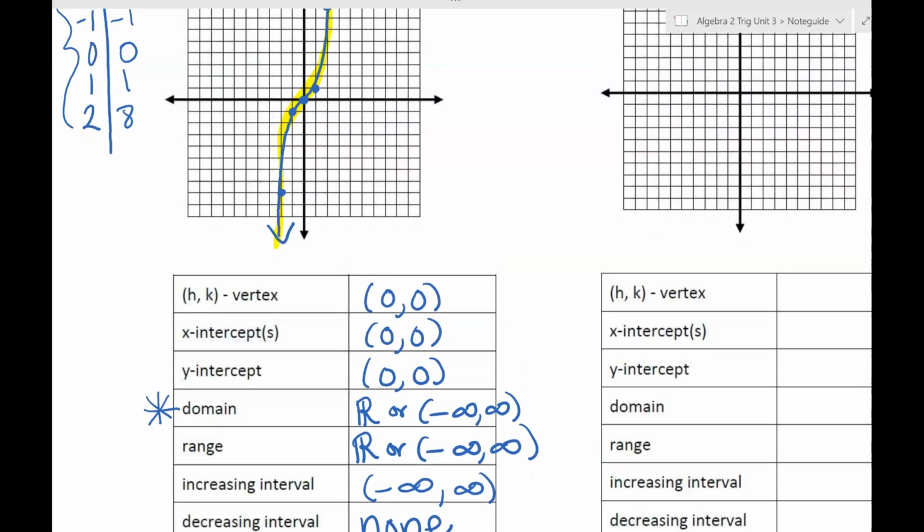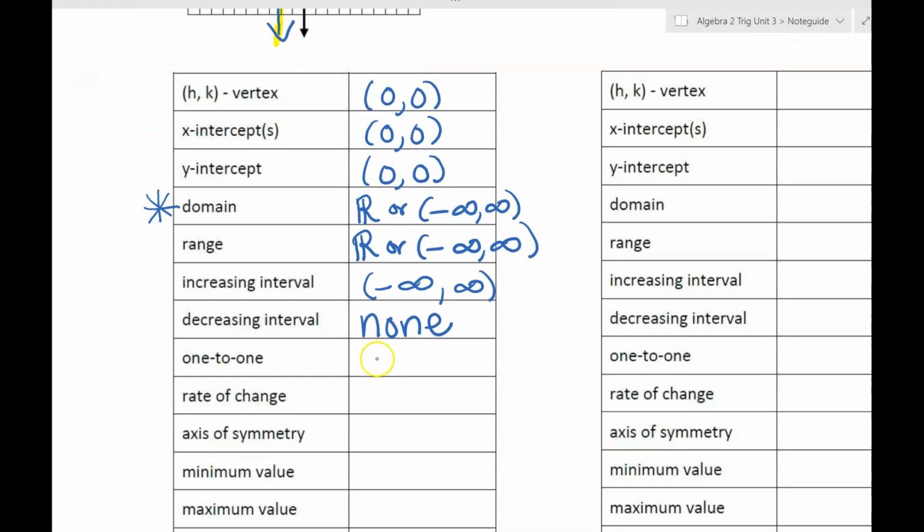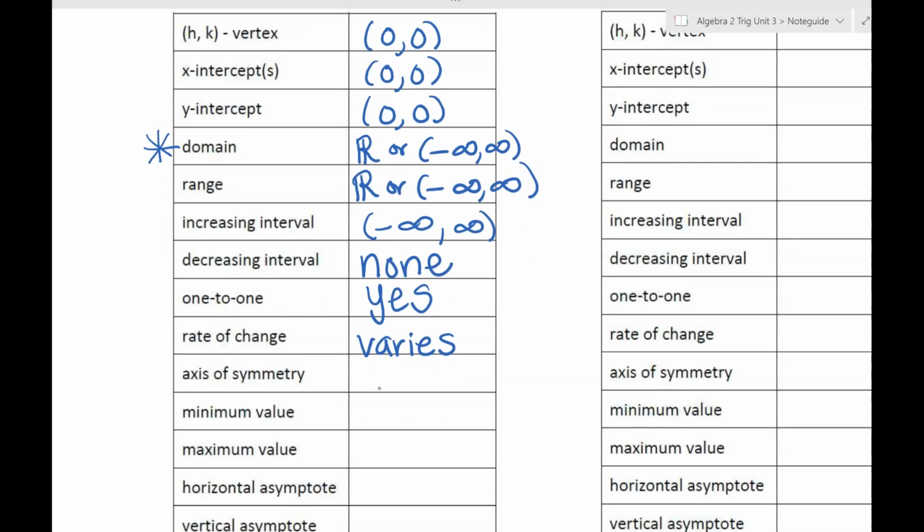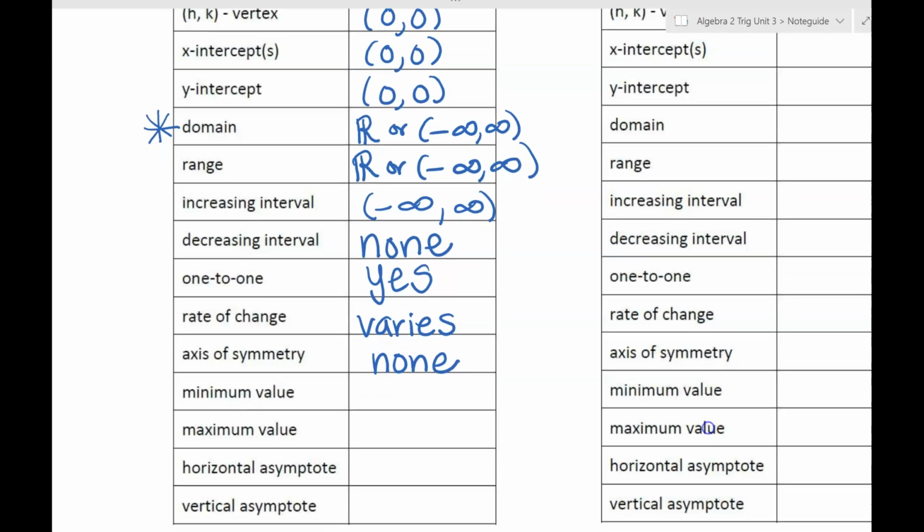For 1 to 1, remember that we're looking for a yes or a no. This is a function, and it also passes that horizontal line test, so this actually is 1 to 1. Unlike your quadratic, which was not 1 to 1. For the rate of change, this doesn't have a consistent slope, so we're just going to write varies. There's no axis of symmetry here because it doesn't work like a parabola. There's no minimum value because it goes infinitely downward. No maximum value, and the asymptotes are not applicable for this type of graph.